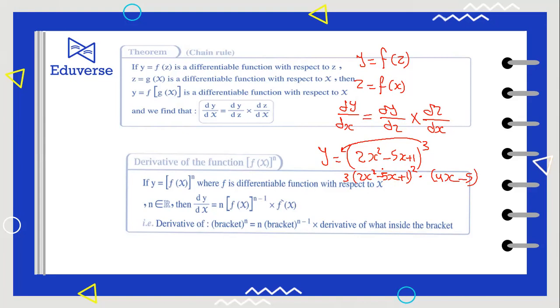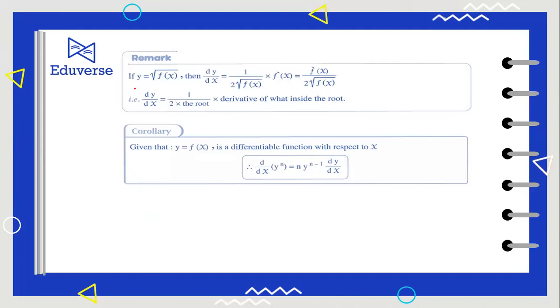Okay, so in two steps, take the power forward, make the power minus 1, and then take the derivative of the inner bracket. So bracket to the n becomes n times bracket to the n minus 1, multiplied by the derivative inside the bracket. If y equals the root of a function, I can find the derivative by making 1 over 2 multiplied by the root, multiplied by the derivative inside the root.